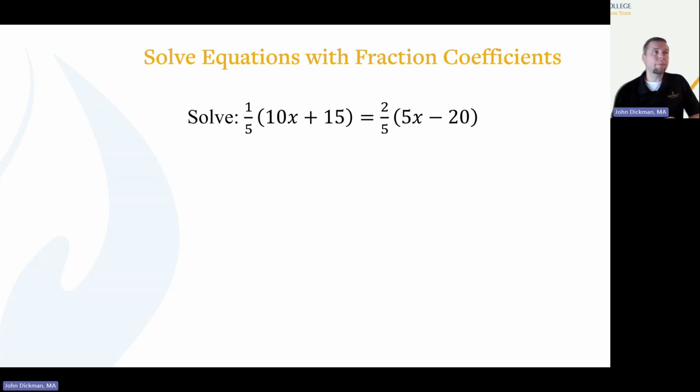So in this first example, we have a 1/5 out in front on the left side. We have a 2/5 out in front on the right side. Normally, we would distribute this on both sides, or to both the terms inside the parentheses. And I can still do that. It looks like in this problem, it would work out okay. But if I distribute a fraction into other numbers, I'm usually going to end up with fractions. And so distributing is not going to be my first move for this particular problem.